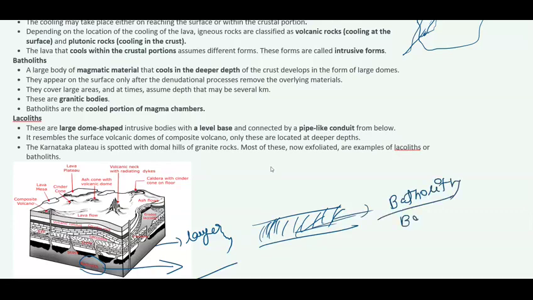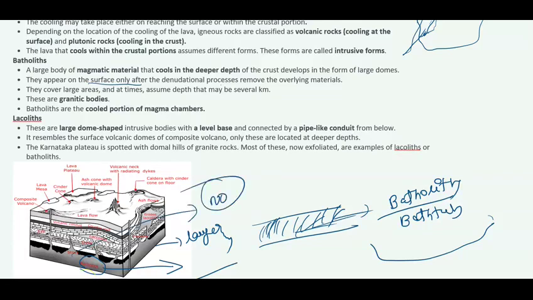Remember bathtub. Bathtub, how does it look? Just like this, no? So it also forms a layer like that in the Earth's interior. They appear on the surface only after the denudation process removes the overlying materials. That means after all these materials are denuded, then only it will appear, otherwise no.